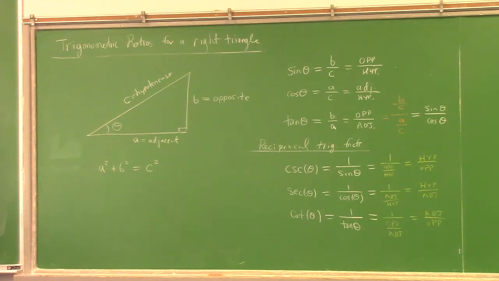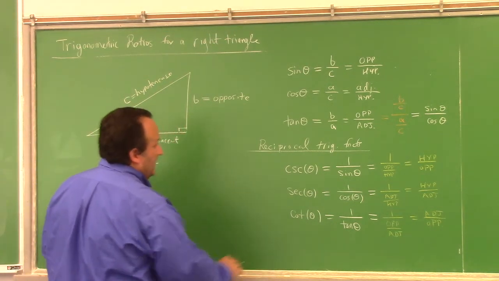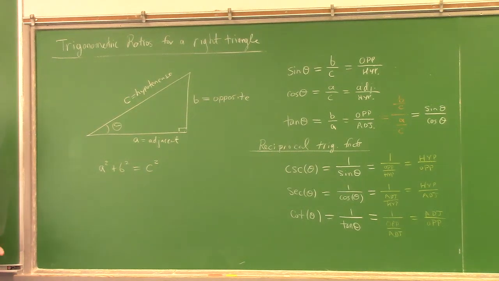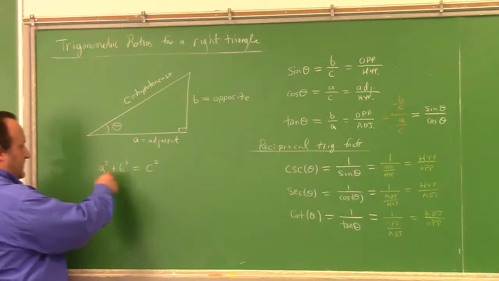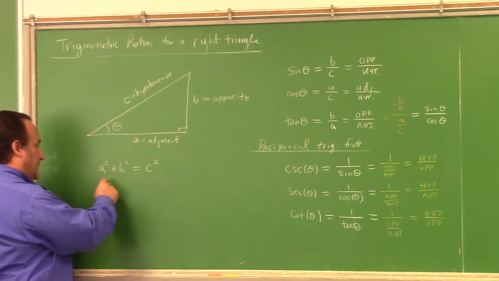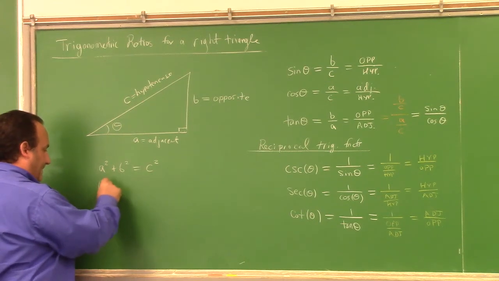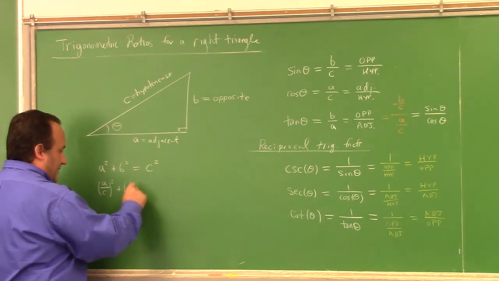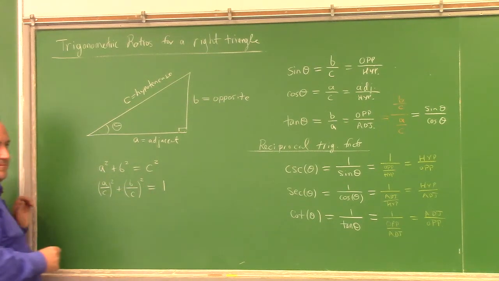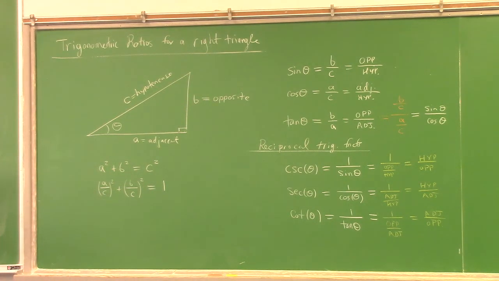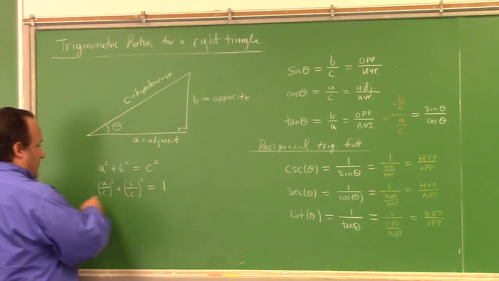And what are the fundamental identities that we know for sine, cosine, tangent, cosecant, secant, and cotangent? These can be useful for figuring out one from the other, right? As I mentioned last time, if we divide this by c squared, we've got a over c squared plus b over c squared equals 1, right? Notice that if I divide the Pythagorean identity by c squared, I get this.